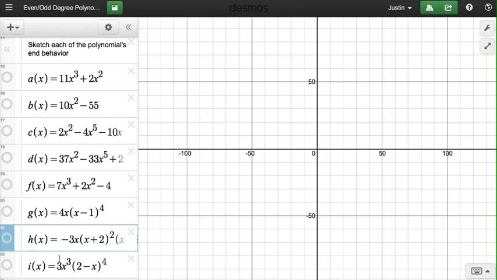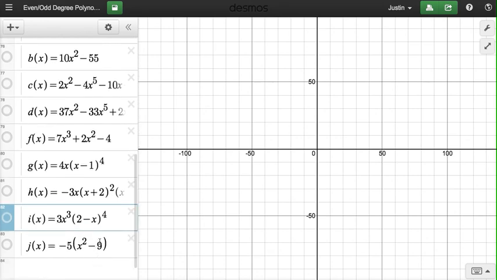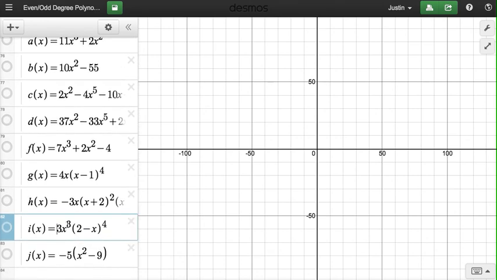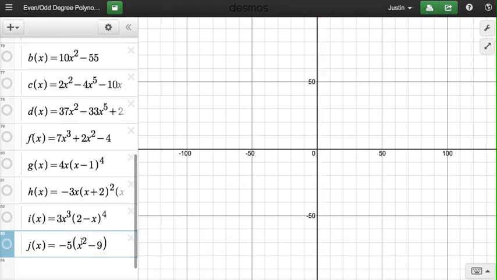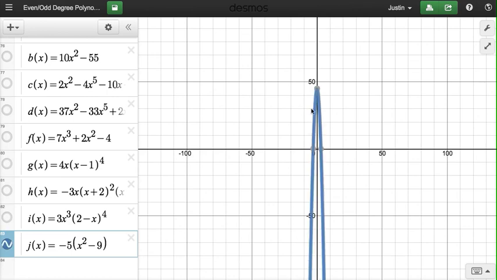The last one, I, is degree, nope, there's another one, there's J. So the second before last is degree 4 plus 3, so 7, that's odd, and 3 is positive. So it looks like this, an arrow here, an arrow here. Finally, J is the last one. X squared is an even degree, degree 2. It's negative because of the negative 5. And so it looks like this, an arrow here and an arrow here.